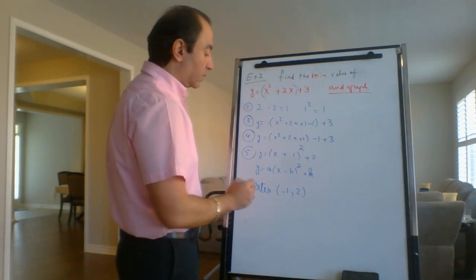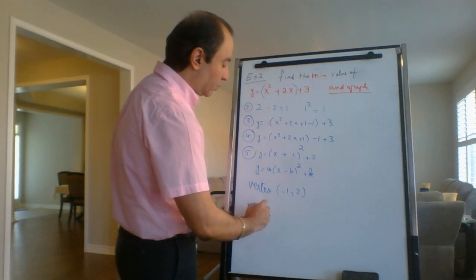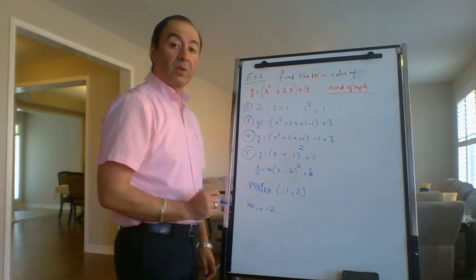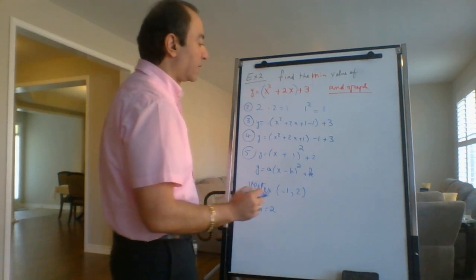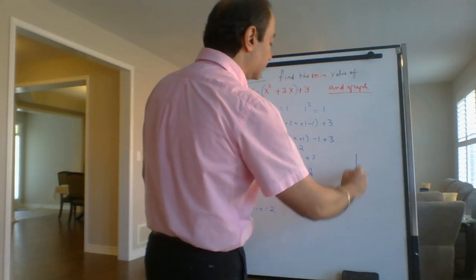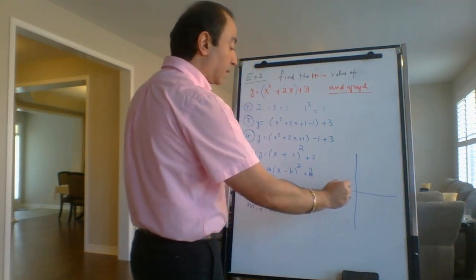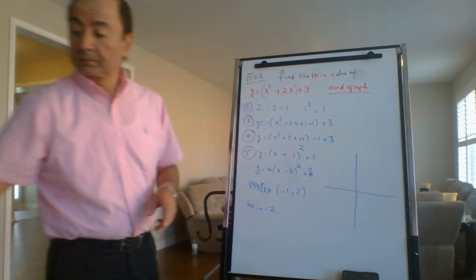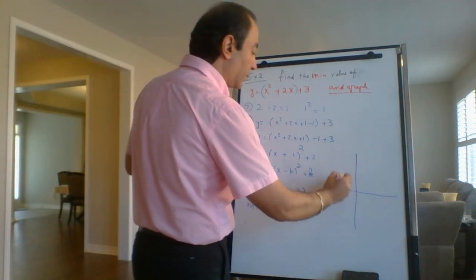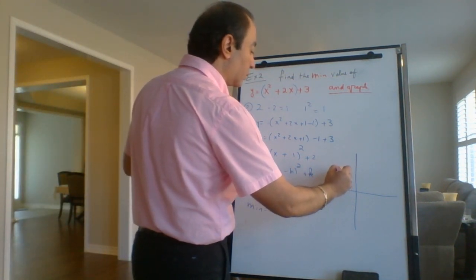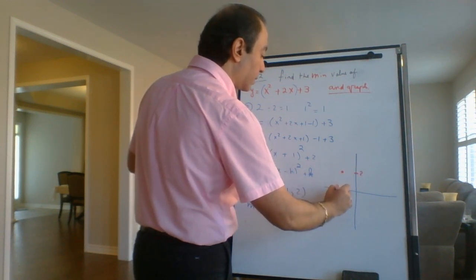Right? So is this a max or a min? This is a min equals 2. Okay? Now I want to sketch a graph for that, so I will do this. The first thing, I will plot the vertex, so -1 and +2. This is 2 and this is -1.